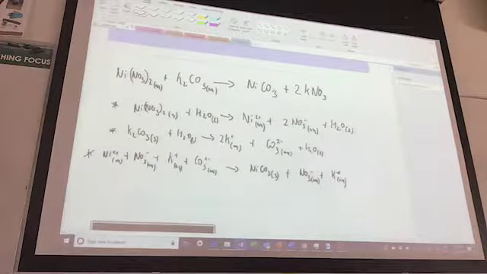Yep. So is there like a general formula? Is there like a specific pattern that these things follow? Like that last one? Okay, so let me just finish.